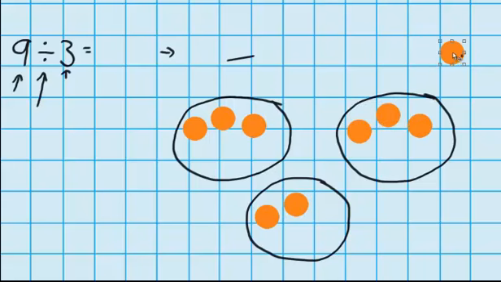So you can see I've now shared out all the counters, and you can also see that there are 3 counters in all of my groups. So 9 counters shared between 3 groups means I need to put 3 counters in every group.